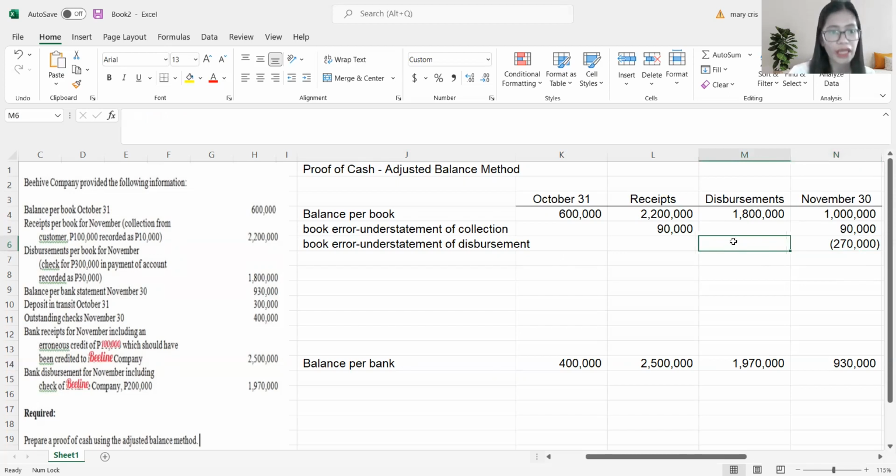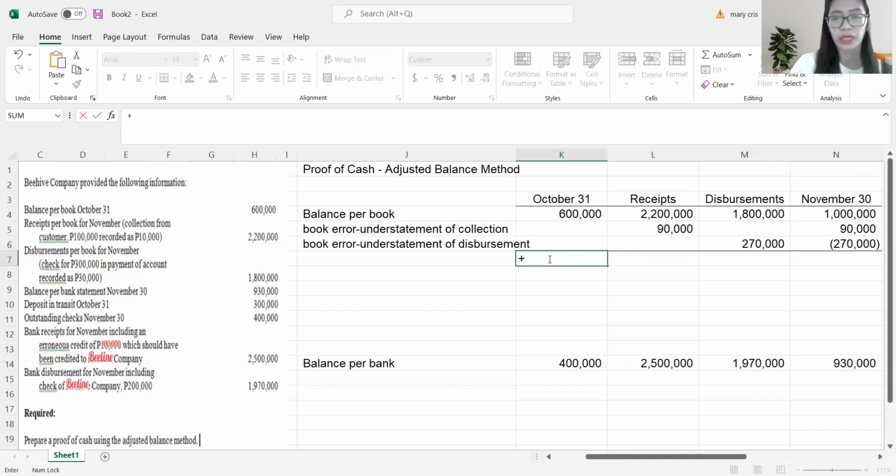So, take note na yung disbursement natin na 1.8, with this book error, kulang ito ng 270,000. So, we have to add back 270,000 to your disbursement. Okay? So, I guess there's no other reconciling item for our book.